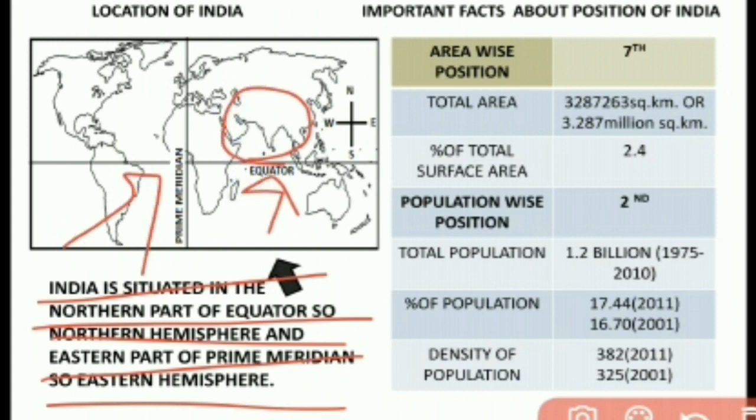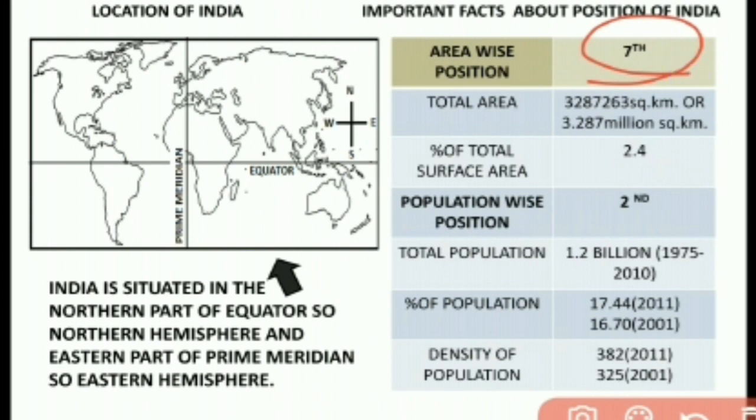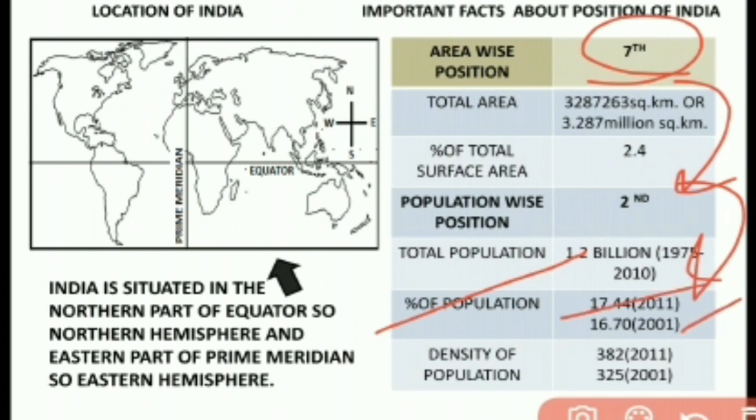Now come to the next part. What is the area-wise position of India? If we consider the whole area of India, then we get 3.287 million square kilometers, and as a percentage we get this area as 2.4%. Area-wise we are in 7th position, but population-wise we are in 2nd position. The population is 1.2 billion. What is the percentage of population then? If we consider the population of 2011, then we get 17.44, and on the basis of 2001 data, we get 16.70.